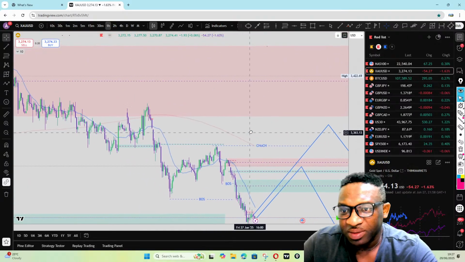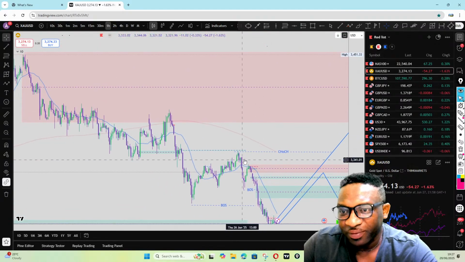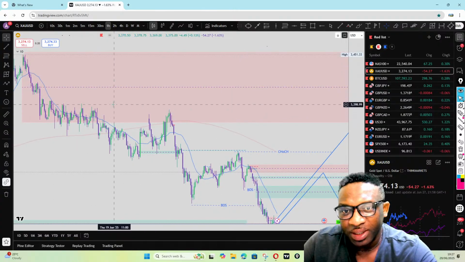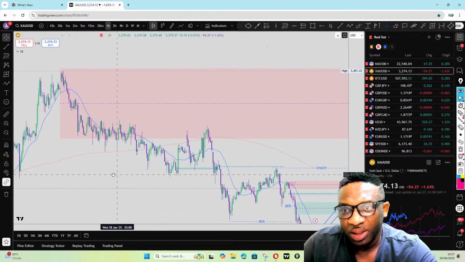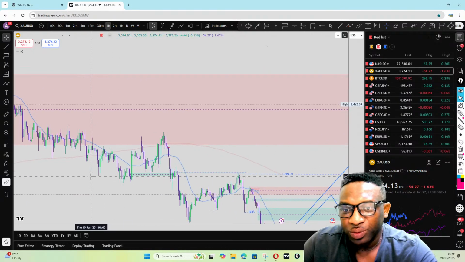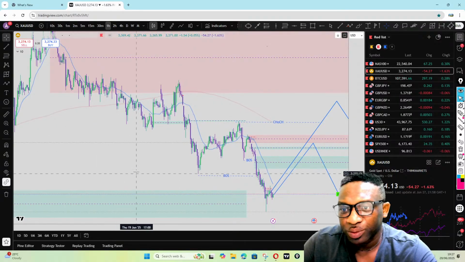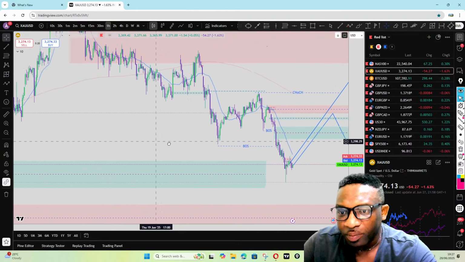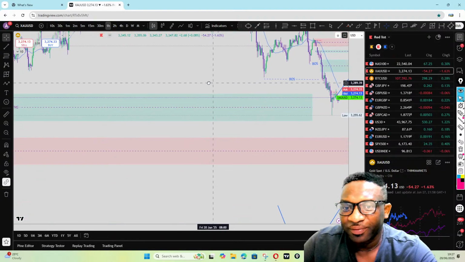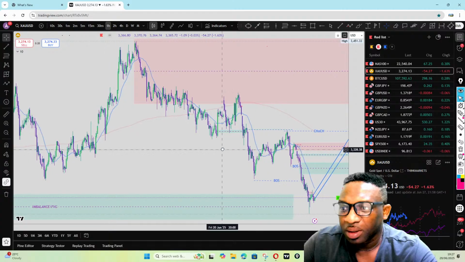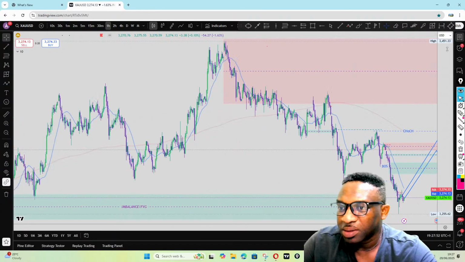On top of that, we should also bear in mind we have all these liquidity areas here as well, which could be an area for price to go into. But currently we have this, let me enlarge this a little bit.